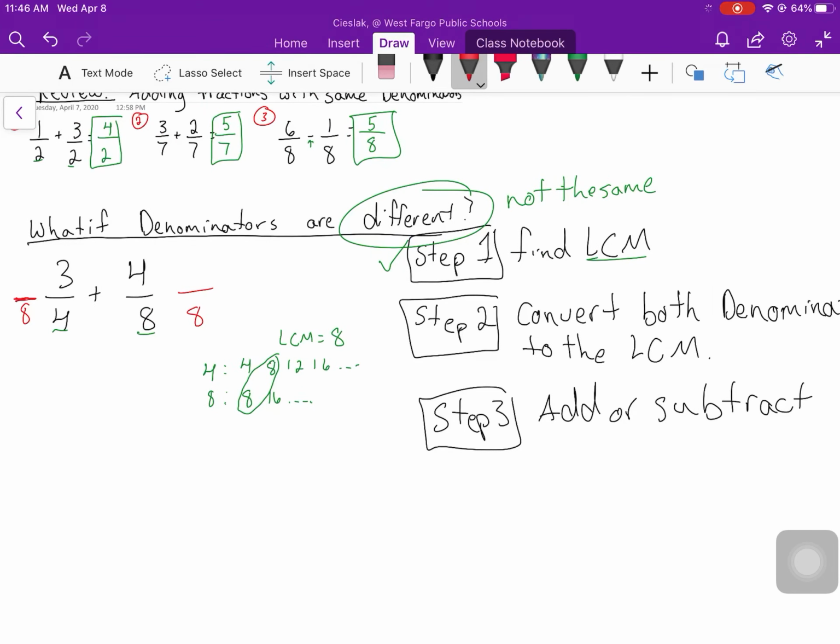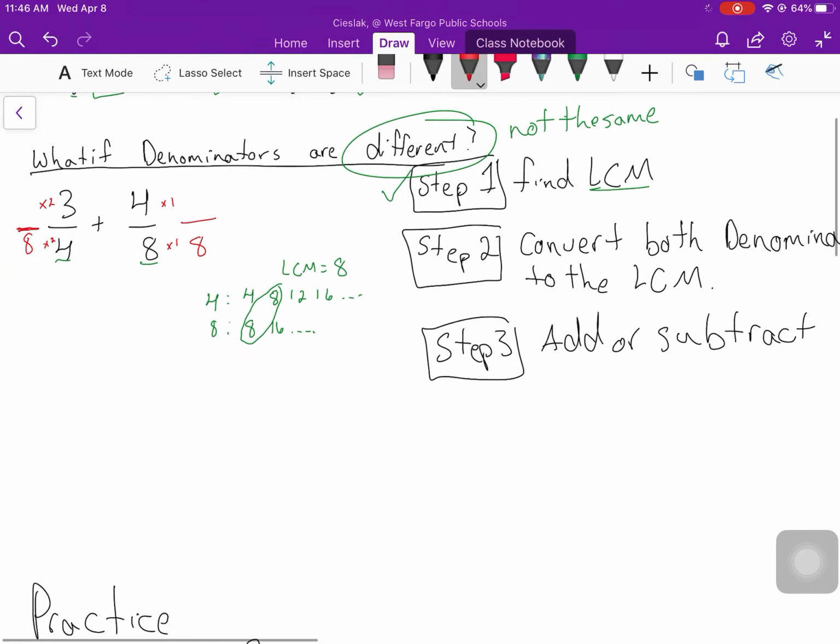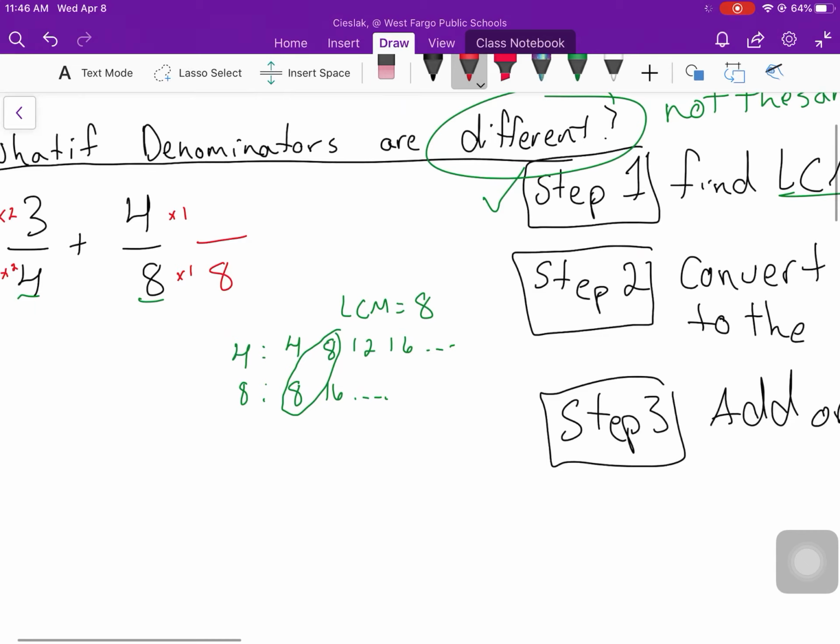So I'm going to put an 8 over here and an 8 over here, to make 8ths. Now, 8 times what gives me 8, and it's 8 times 1, so I do the same to the bottom and the top. Over here, 4 times 2 is equal to 8, so then I've got to do the same thing on top. 3 times 2. Okay, we're making equivalent fractions, if you guys remember doing that. Equivalent fractions are the exact same.